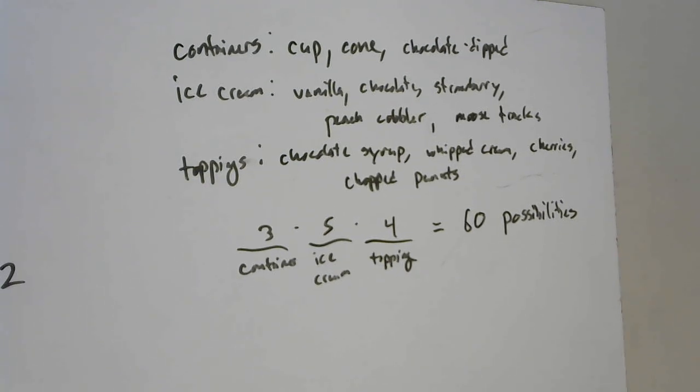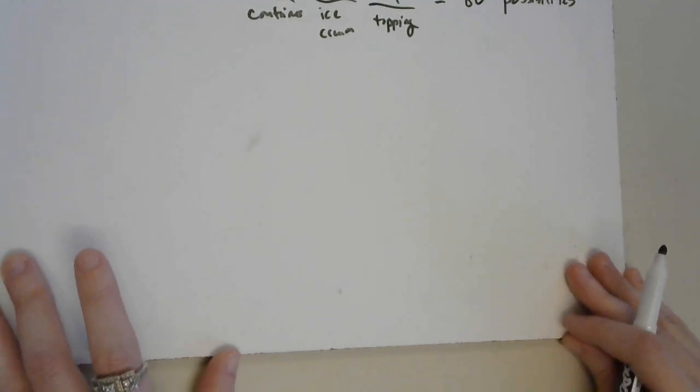So we've got this big idea that if we can break down our scenario into a few different choices, we can multiply them together to figure out the number of different outcomes.